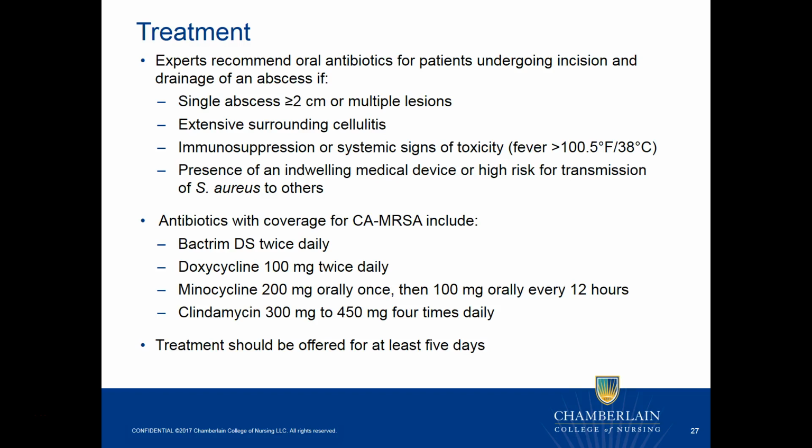Antibiotics with coverage for CA-MRSA include the following: Bactrim, double strength, twice daily; doxycycline, 100 milligrams, twice daily; minocycline, 200 milligrams orally once, then 100 milligrams orally every 12 hours; and clindamycin, 300 to 450 milligrams 4 times daily. Treatment should be offered for at least 5 days. A beta-lactam drug should be added if the abscess is perioral or perirectal.